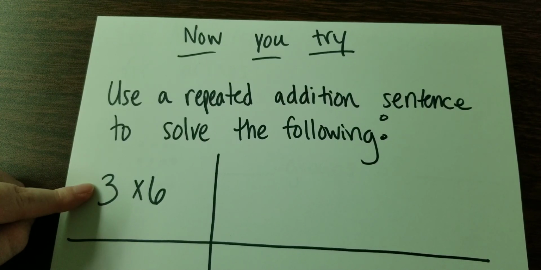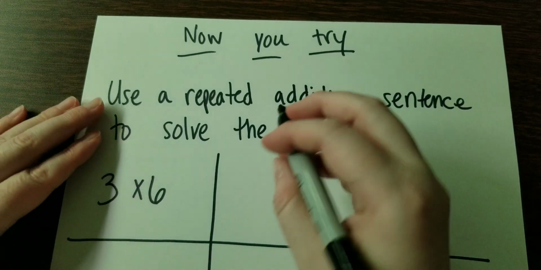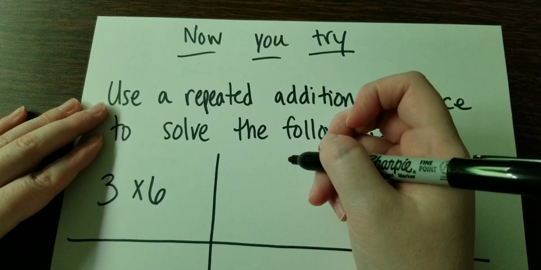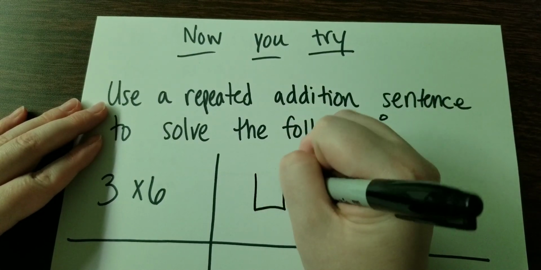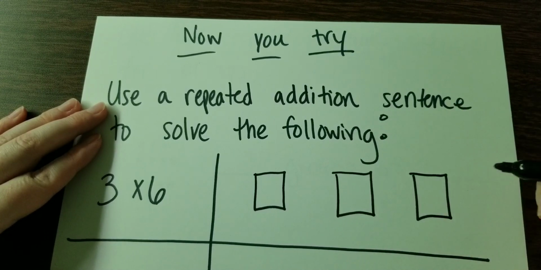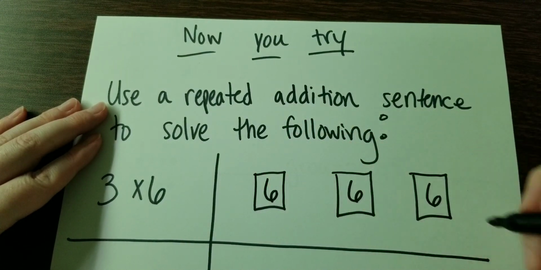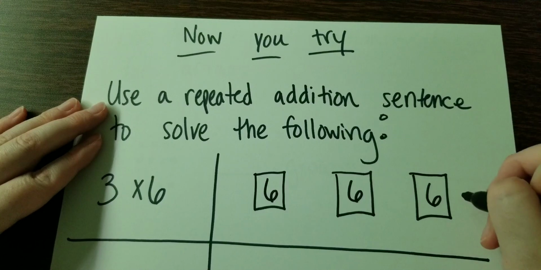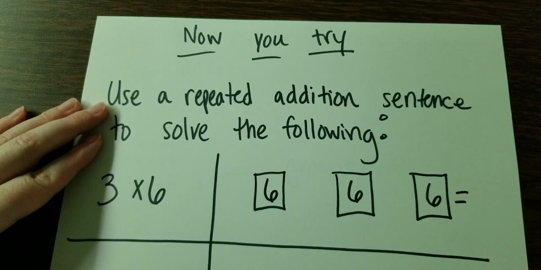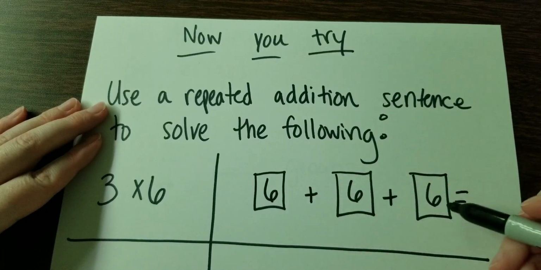Alright, you've had time to write your own repeated addition sentence. Let's try this out together. 3 times 6. That's 3 groups of 6, or 3 rows of 6. So here's my 3 groups. Equal groups, equal rows. So I make sure I put 6 in each. And then, to solve using repeated addition, I simply add. So 6 plus 6 plus 6.